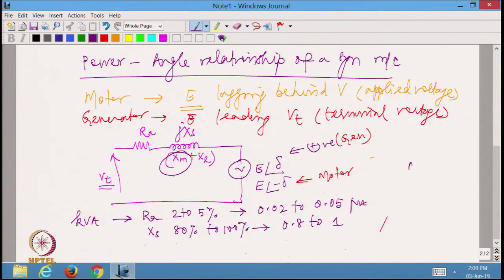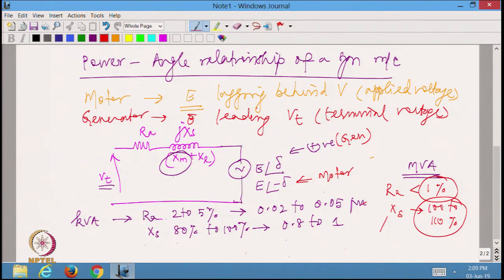Whereas, if I look at the MVA rating of the machine, normally we will have this RA to be less than 1%. It can be 0.005, something like that. It is going to be really, really small. Whereas XS will be 100 to 110% or 120%. So, you can imagine this is really, really small as compared to this, even more so in the MVA rating. So, we can afford to neglect this. There is nothing wrong in neglecting the resistance.